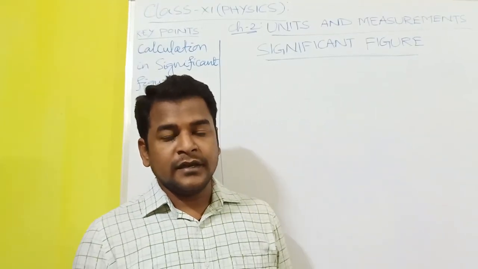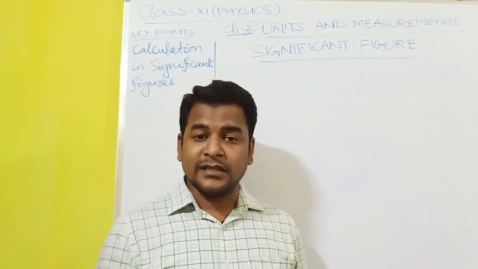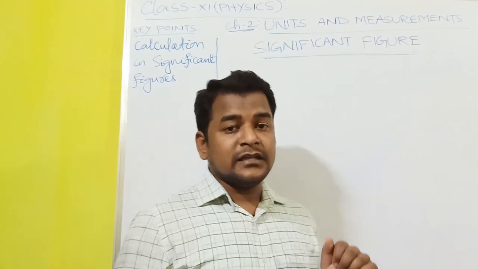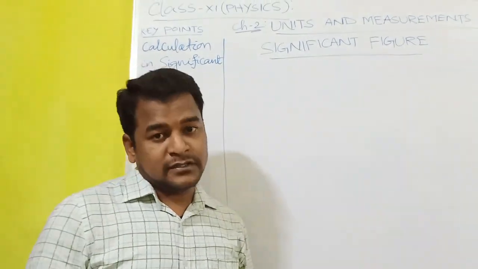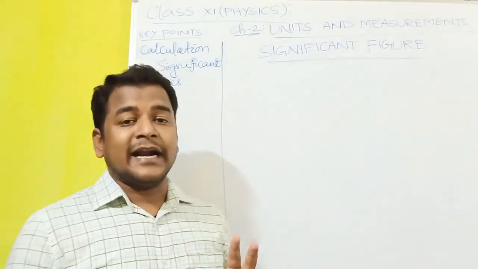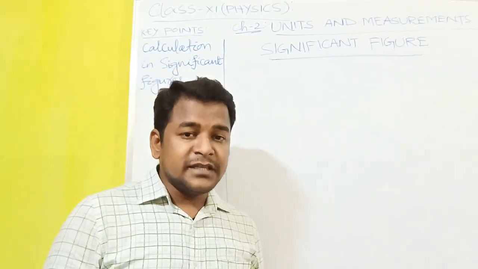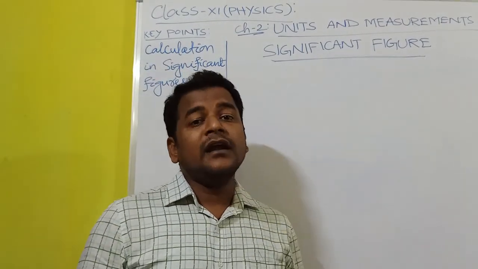Hello students, in our previous class we completed the rounding of significant figures up to the desired number of digits. In this lecture I will explain the calculations in significant figures, how to solve the various arithmetic operations in significant figures. Arithmetic operations means addition, subtraction, multiplication and division.